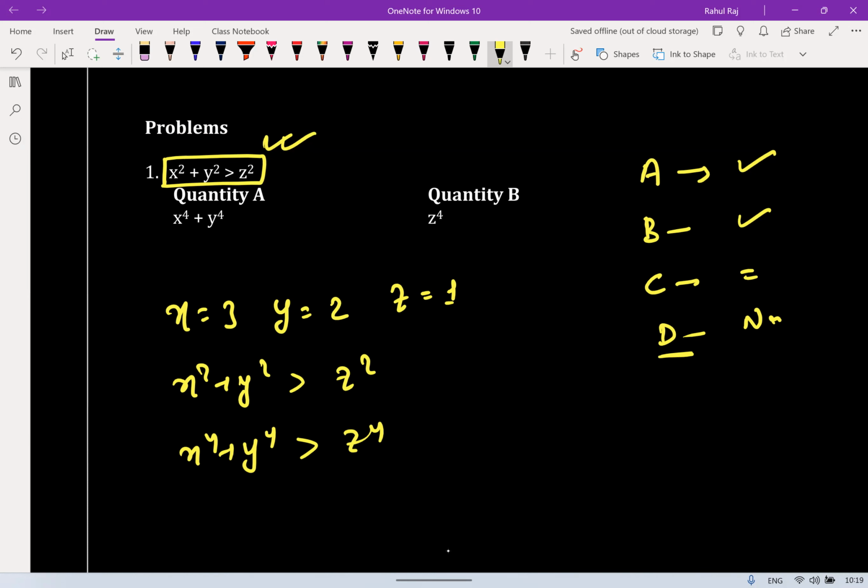Now, you have told me the answer is D, right? But according to the numbers that you have taken, your answer should be A. So now you have to give me a condition where x to the power 4 plus y to the power 4 is less than z to the power 4. Think in that regard.